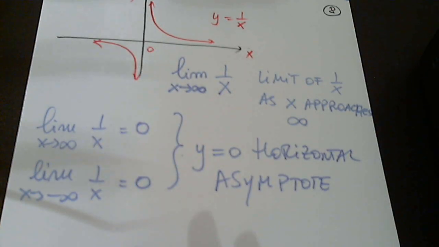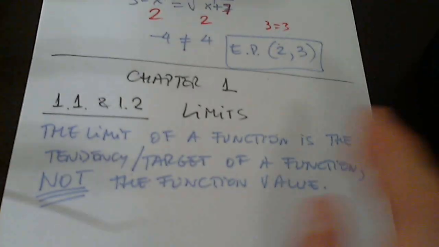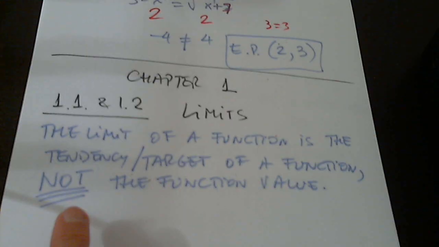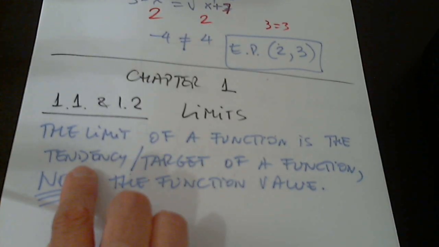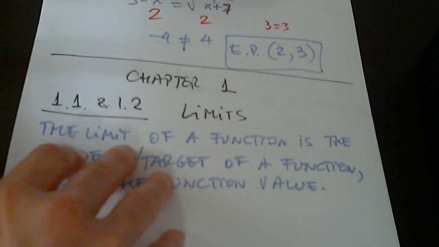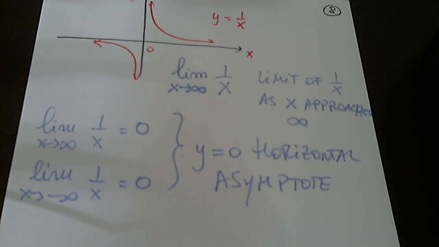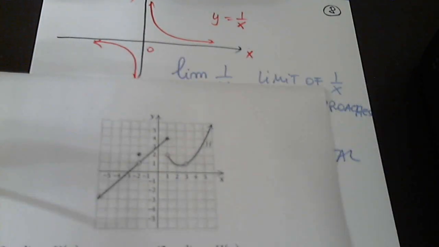What is this all about again? Please understand, I'm not asking for the function value. I'm asking for the target. I'm asking for the tendency. So I printed out from the book, on page 113.